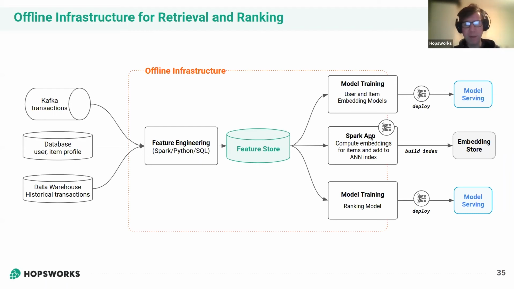We can have a Spark application run on our platform that will take, for example, all of your songs and run them through the item embedding model, and write those embeddings to the embedding store. And we may have additional attributes that we want to add to them because we want to filter, and we can do that at this point in time. So we're building the index and embedding store for the items.